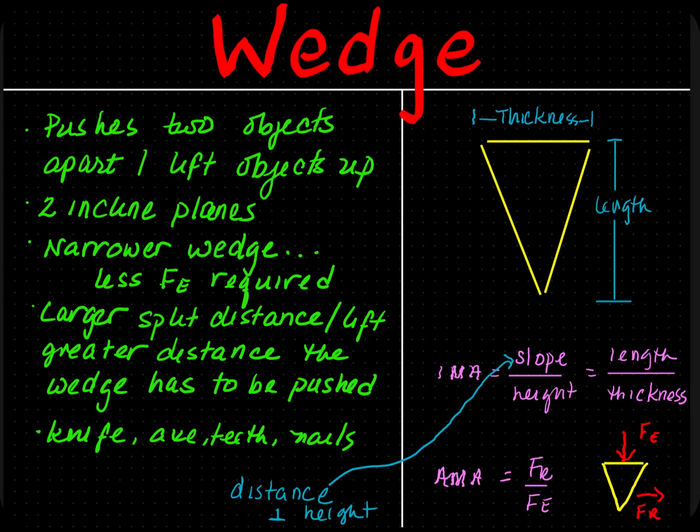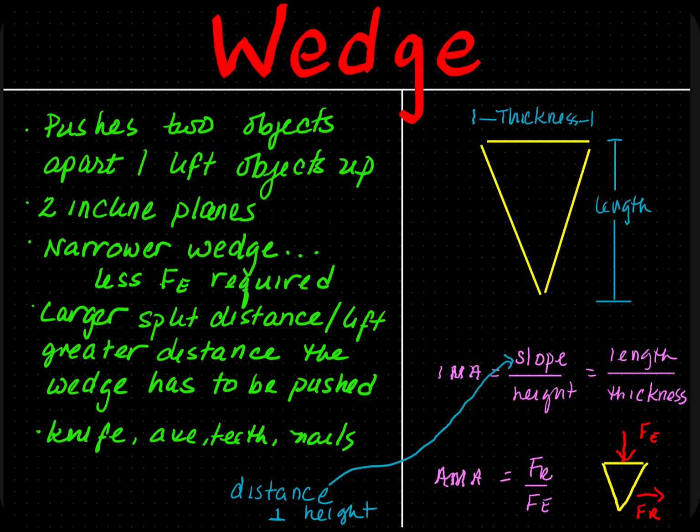The fifth simple machine is a wedge. It pushes two objects apart or lifts objects up. It's pretty much two inclined planes that are placed together, so it looks like a triangular shaped object. The narrower the wedge, the less effort force is required. The larger the split distance or lift, the greater the distance the wedge has to be pushed. Examples of a wedge are a knife, axe, teeth, and nails.